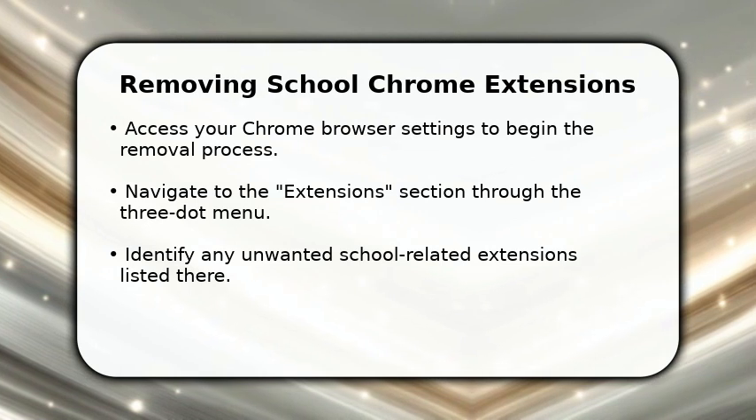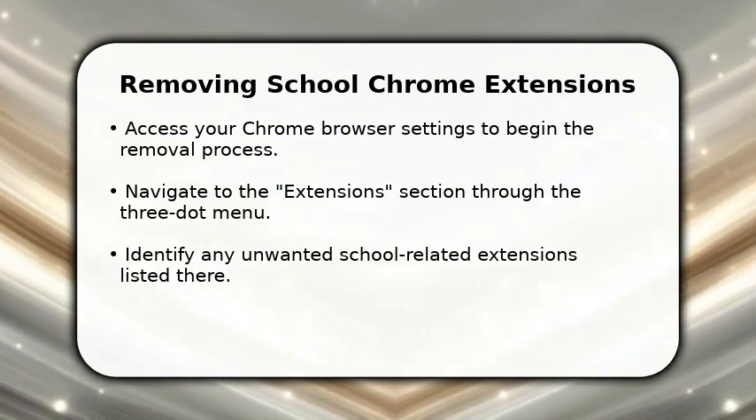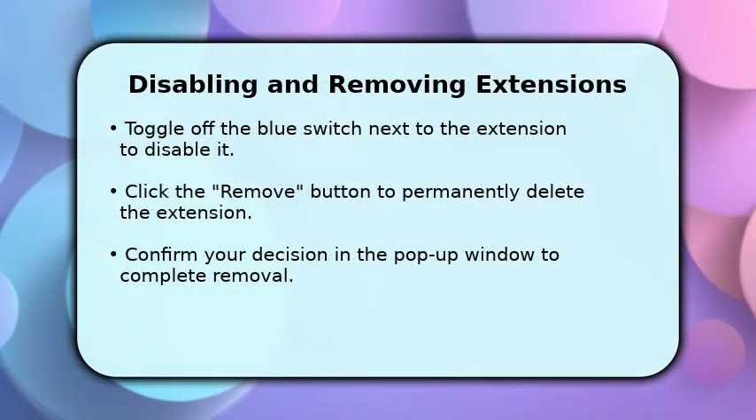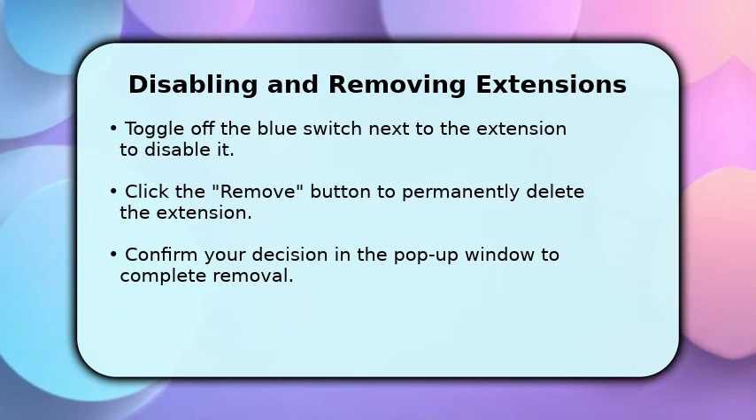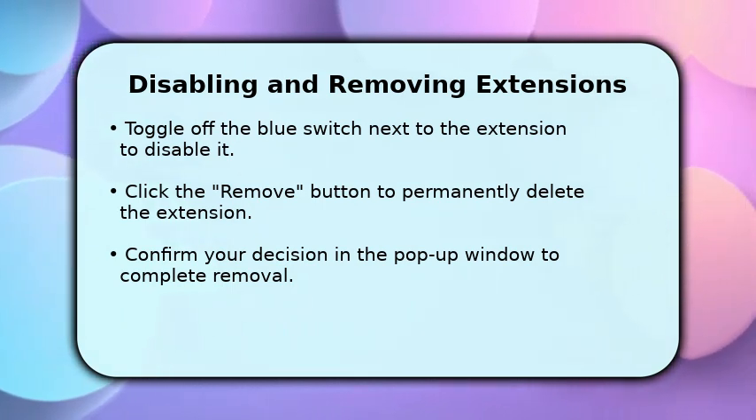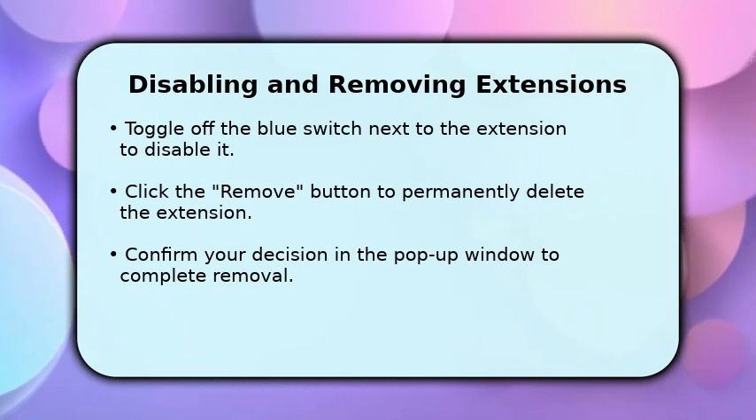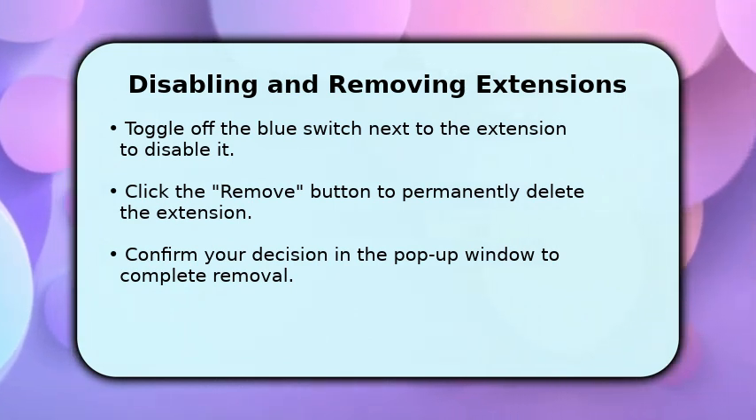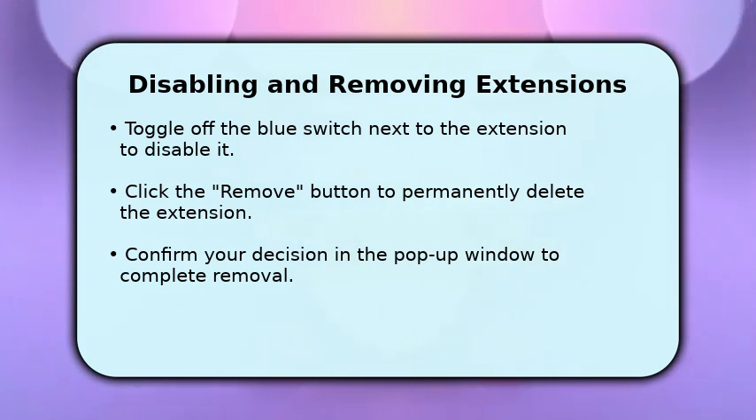Take a moment to review them and identify any that are associated with your school or institution. Once you've identified an extension you wish to remove, you have two main options. You can simply toggle off the blue switch next to it to disable it temporarily, which stops it from running. For a permanent solution, click the Remove button. A small pop-up will appear asking you to confirm your choice. Click Remove again, and the extension will be gone from your browser.